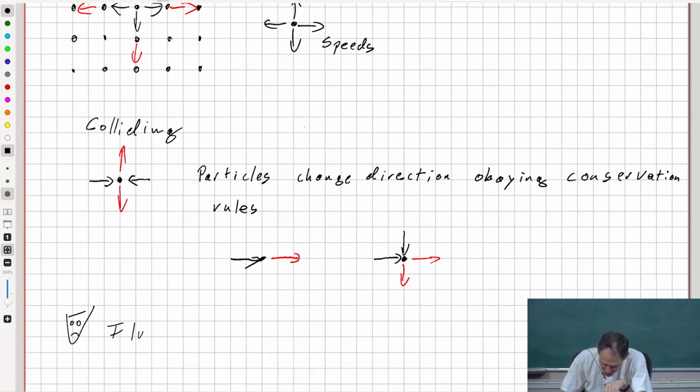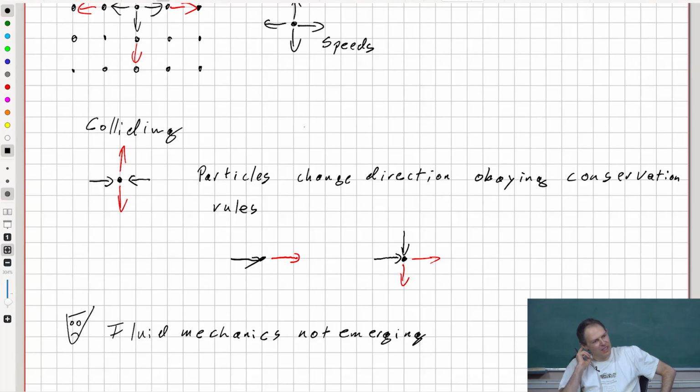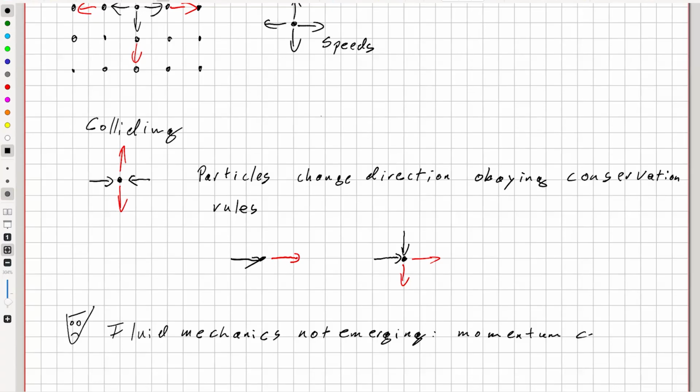So from this, fluid mechanics does not emerge. And the reason why it's not emerging is because there is no diffusion of momentum in this thing. If you think about this, momentum cannot move perpendicular to its own direction.